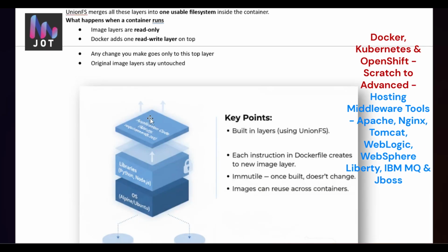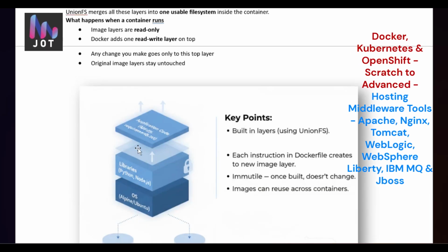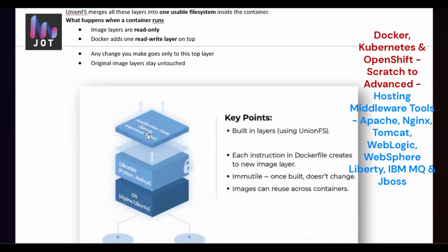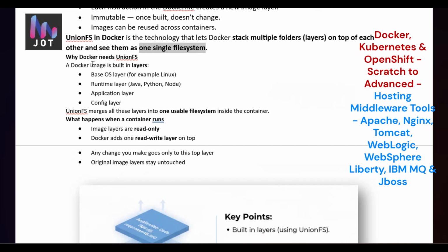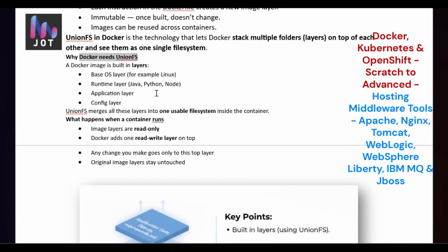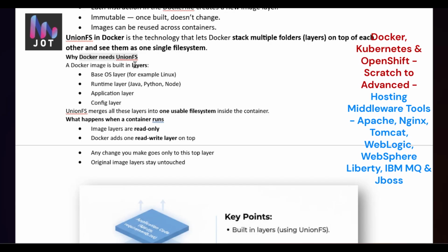So this entire system, this entire image is a combination of multiple layers. So why does Docker need Union FS? Let us understand why exactly it needs Union FS. Basically, a Docker image is built in layers.